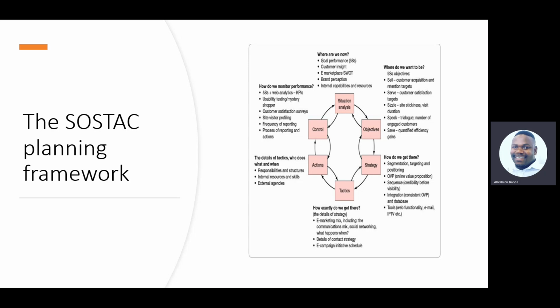Then once you've got action, you need control. How do you monitor performance? You know your situation, you know where you are now, you know where you need to be, you've got the objectives, and you now know how you want to get there, you've got the strategy, and you ask yourself, how exactly am I going to get there? You use the tactics, you've got the action, how are we going to do this into reality? What are responsibilities we're going to assign in the structures? Now you need to control, you need to monitor the action that you have implemented.